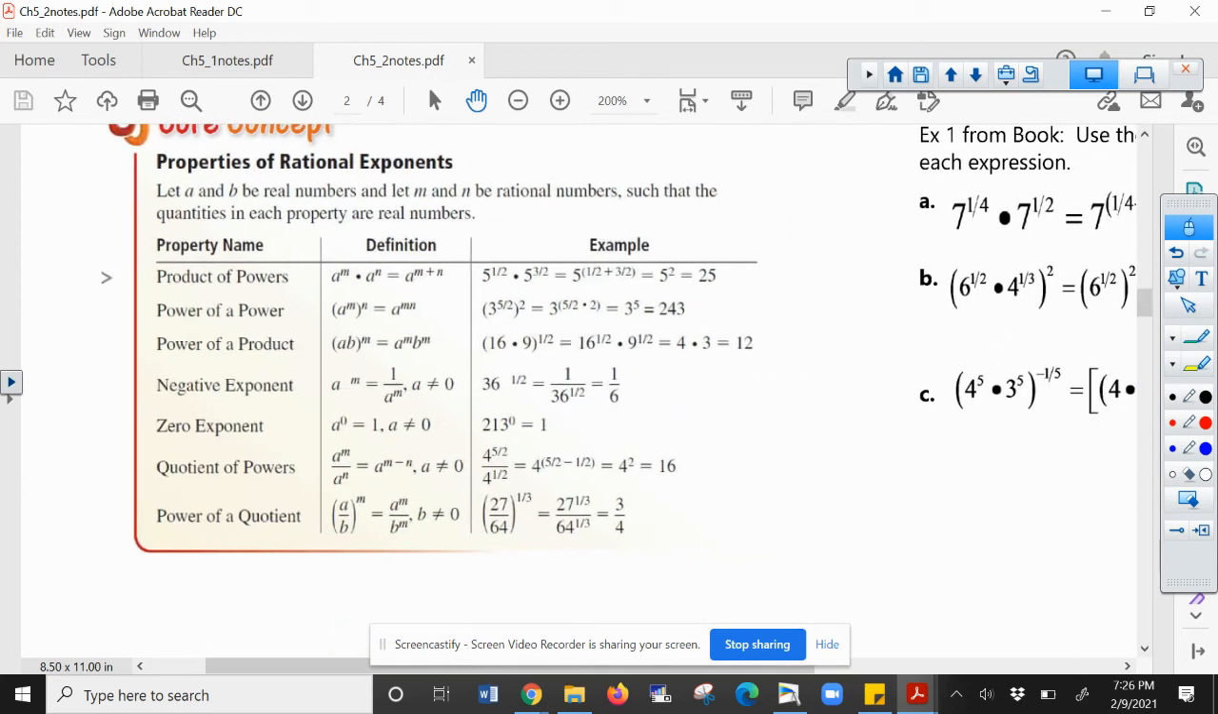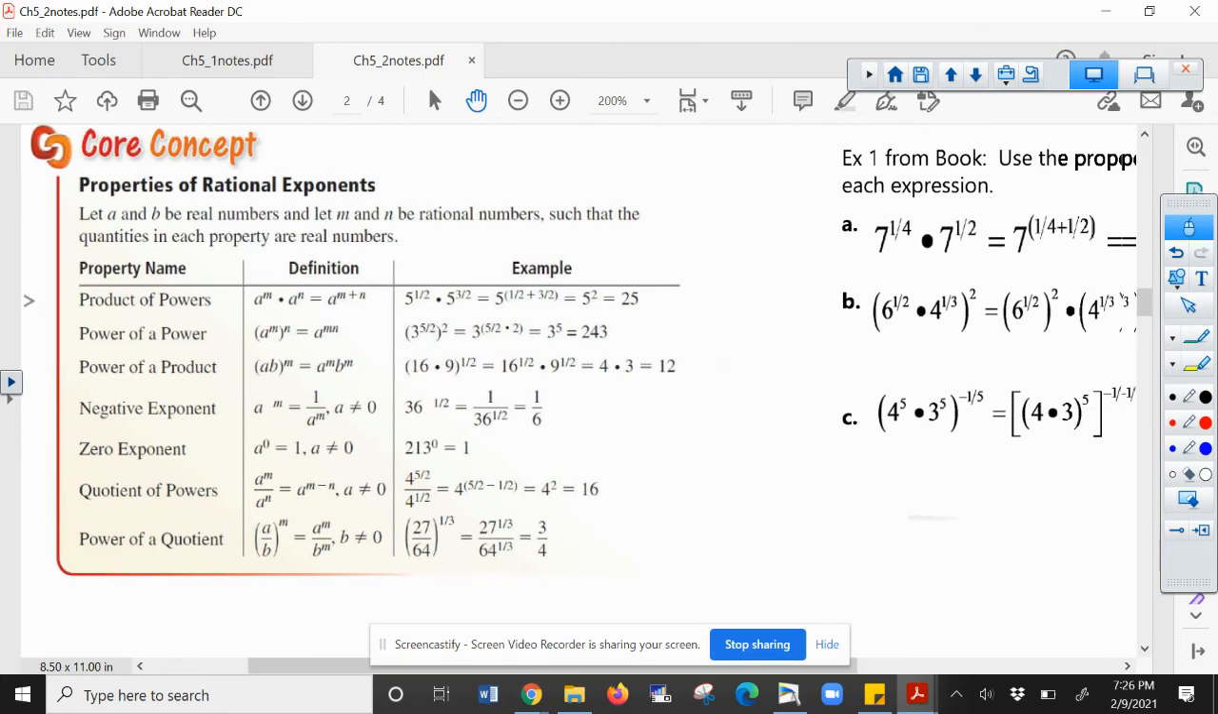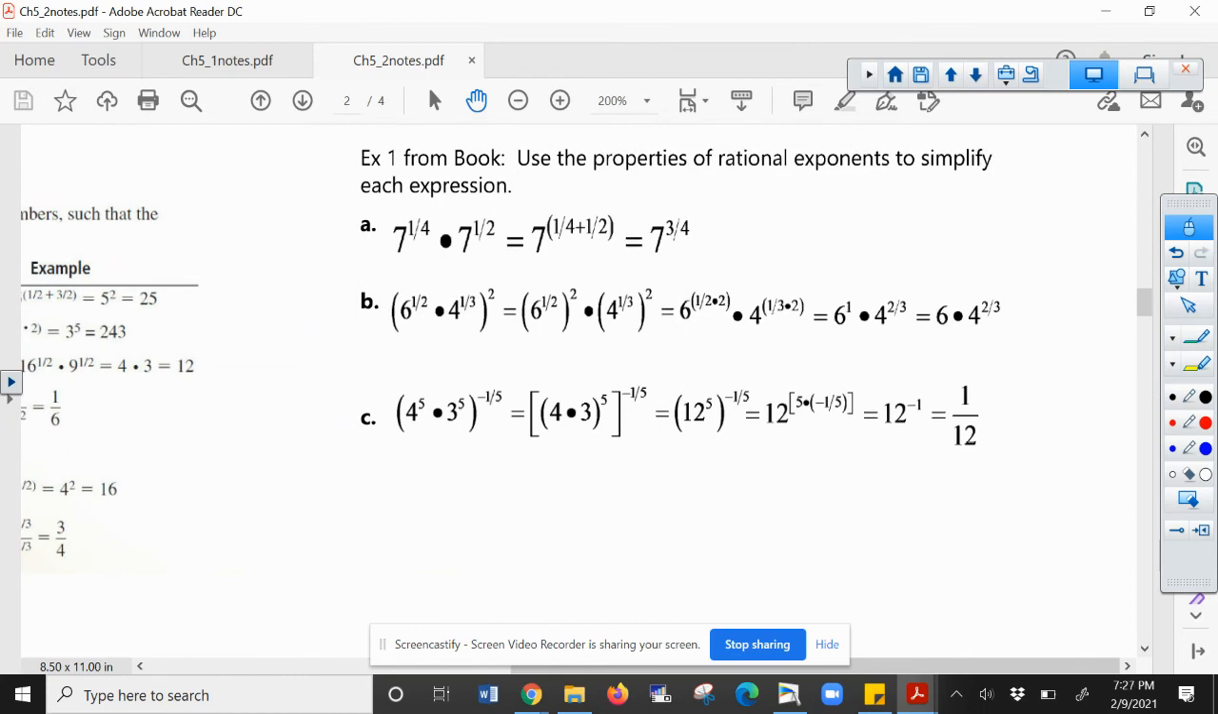So this is a summary of the rules we just talked about: product rule, power of a power, power of a product, and so forth. This is how it relates to the exponents. If you want to pause and take a picture of that, that's fine. It's in the textbook. Here's something else from the textbook, and it's just examples of these things. And this is the way they did it.